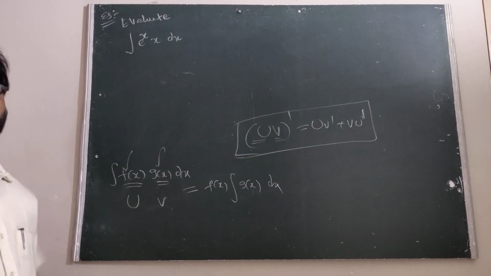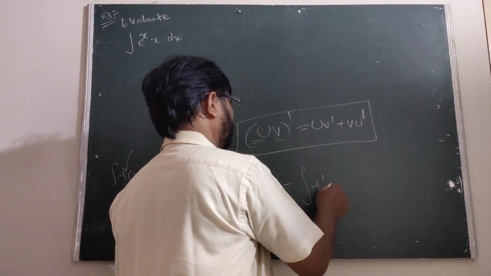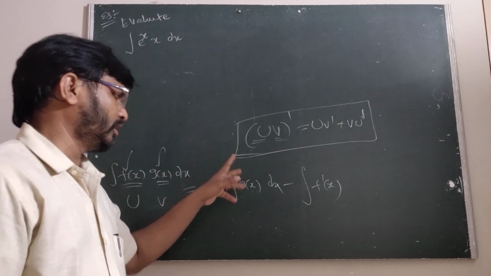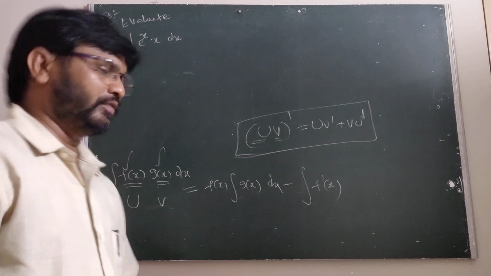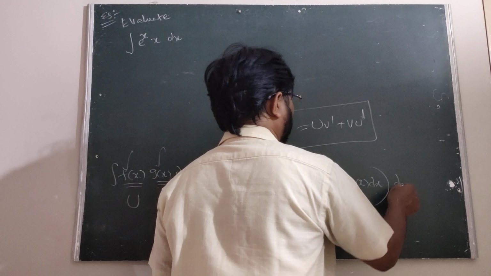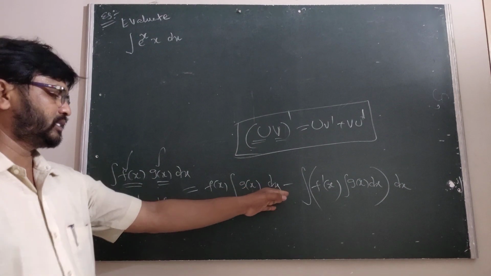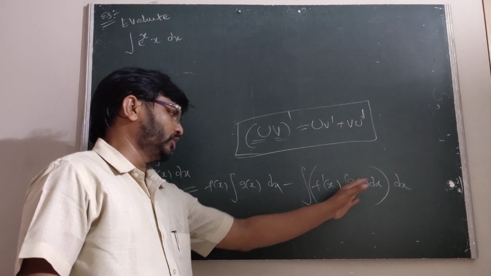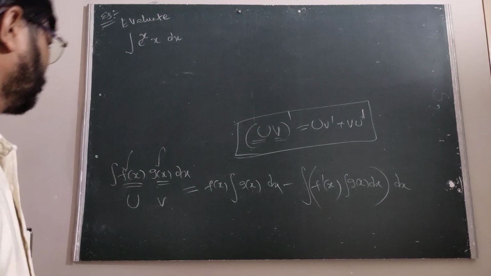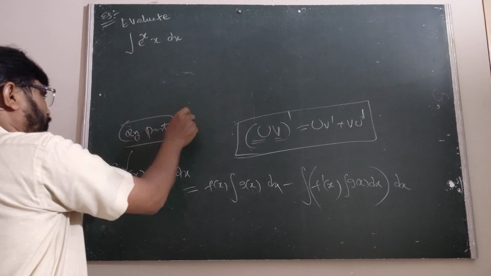u into integral of v. Is it clear? Minus integral of derivative of the first, f dash of x, into integral of the second, and the whole of dx. Is it okay? f of x into integral of g of x dx minus integral of f dash of x integral g of x dx, whole of dx. This is the formula of integration by parts. Just now we proved this one.